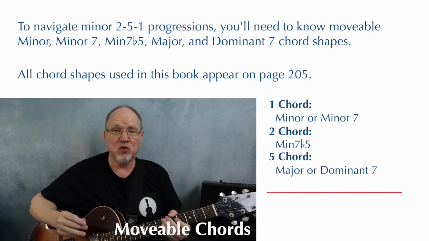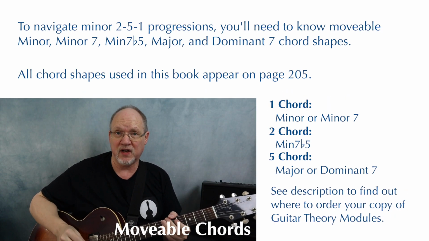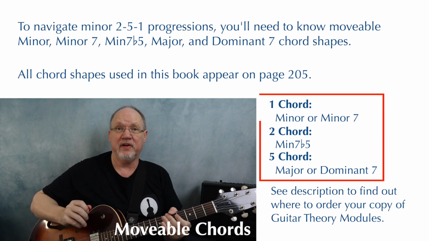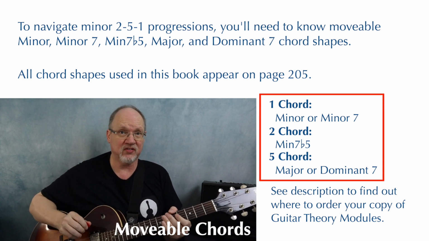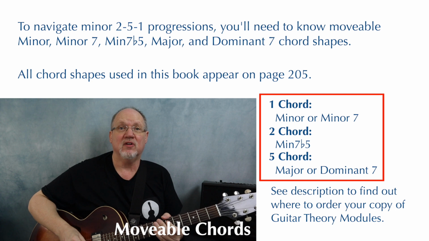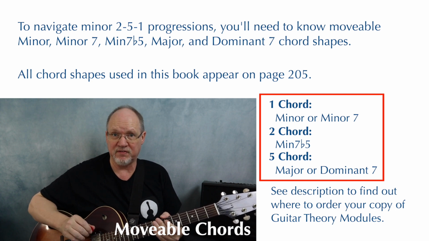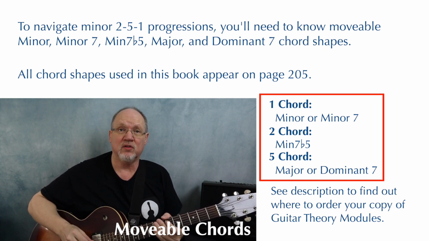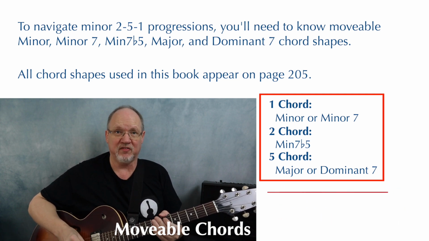We have a variety of chords we can play in minor 2-5-1 progressions. We can play minor triads or minor 7th chords for our 1 chord. For our 2 chord, we're going to play minor 7 flat 5, and for our 5 chord, or our dominant chord, we can play major triads or dominant 7 chords.